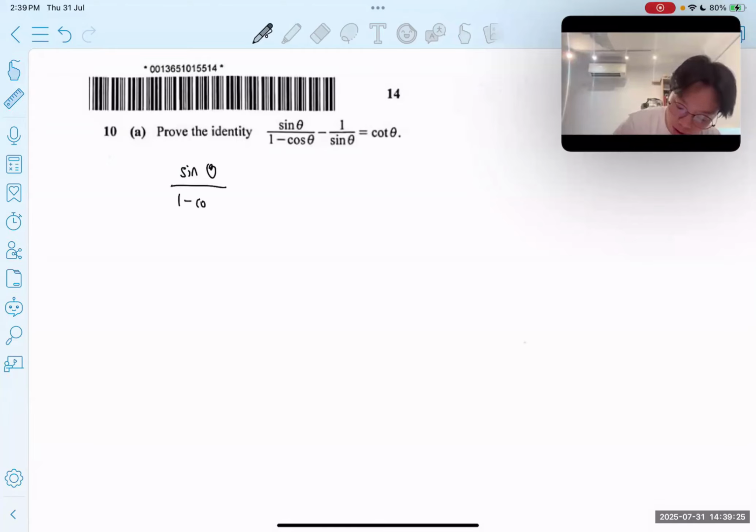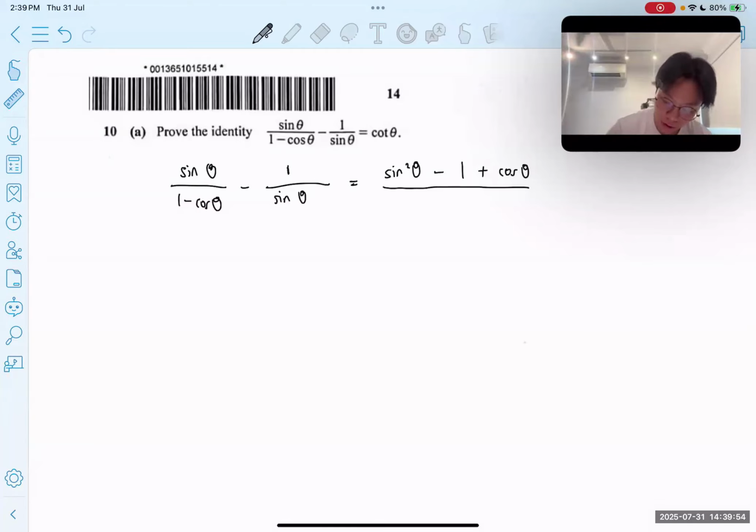So we have this. By common sense, we want to put the left-hand side of the equation over the same denominator first. So what we'll get is sine square theta minus 1 plus cosine theta. The denominator will just be sine theta times 1 minus cosine theta.